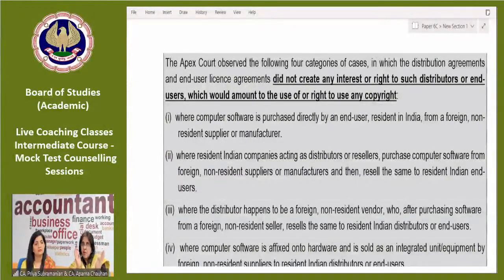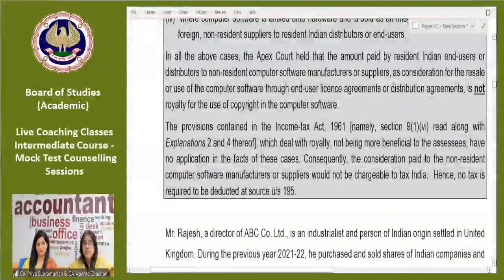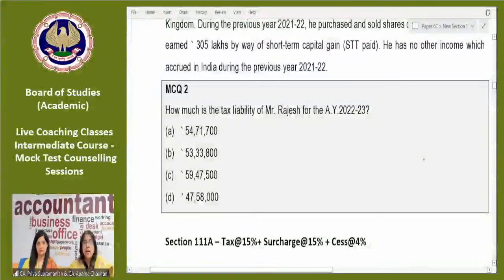Suppose I ask it on the basis of the provisions of the Income Tax Act, it would amount to royalty by virtue of Explanation 4, so tax would be deductible. Otherwise, if DTAs are given, the majority of DTAs don't have Explanation 4. So your answer would not be royalty. Now coming to the next part of the question.